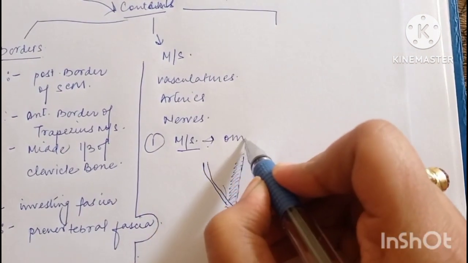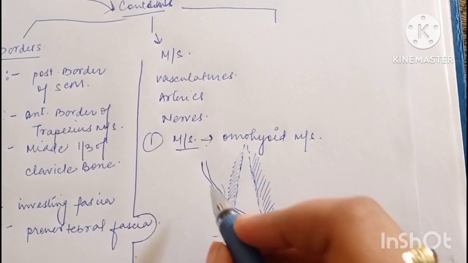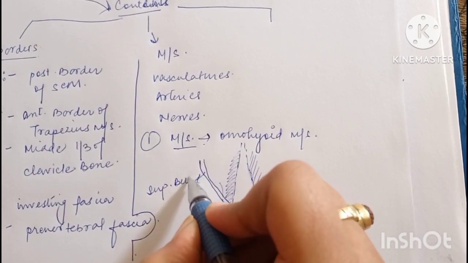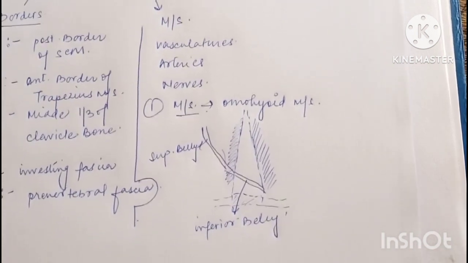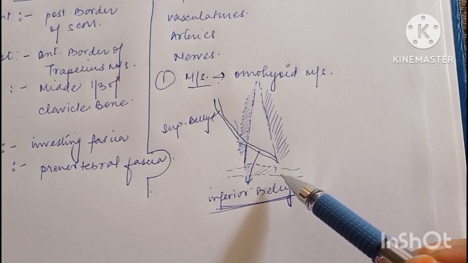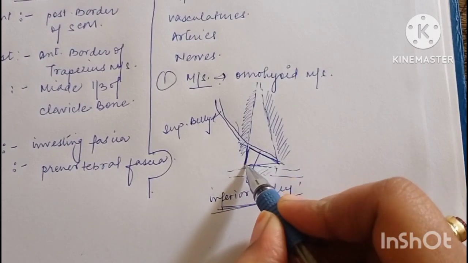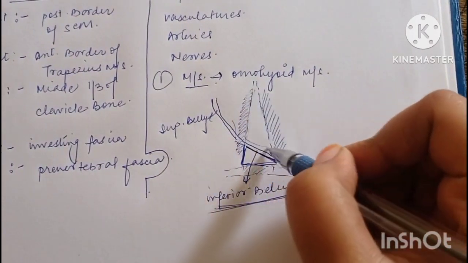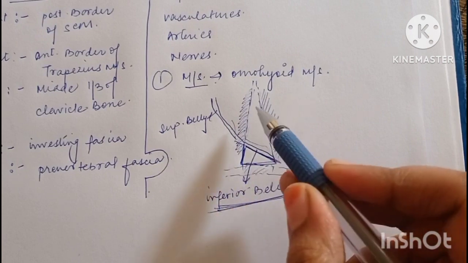So the only muscle that signifies the posterior triangle is the omohyoid muscle. This is the superior belly of the omohyoid muscle, and this is the inferior belly of the omohyoid muscle. The inferior belly travels in a superior and medial direction and splits the triangle into two parts. Here is one triangle that is split by the inferior belly of the omohyoid muscle. Here is the second triangle. So the inferior belly of the omohyoid muscle divides the triangle into two parts.